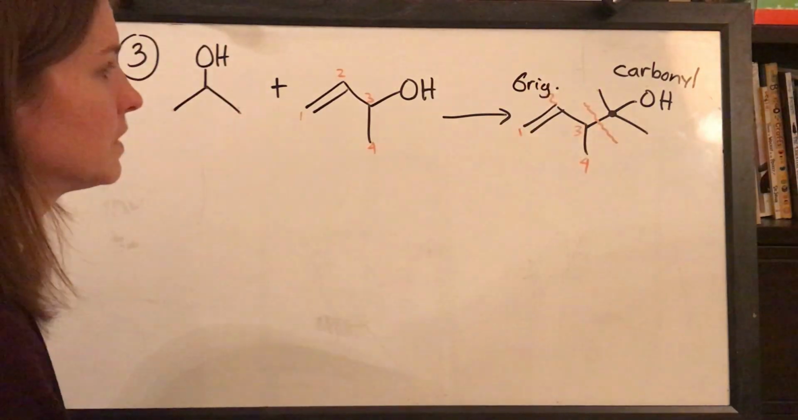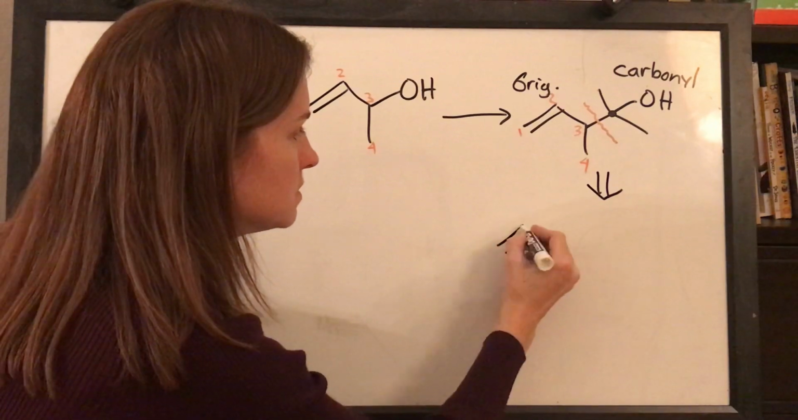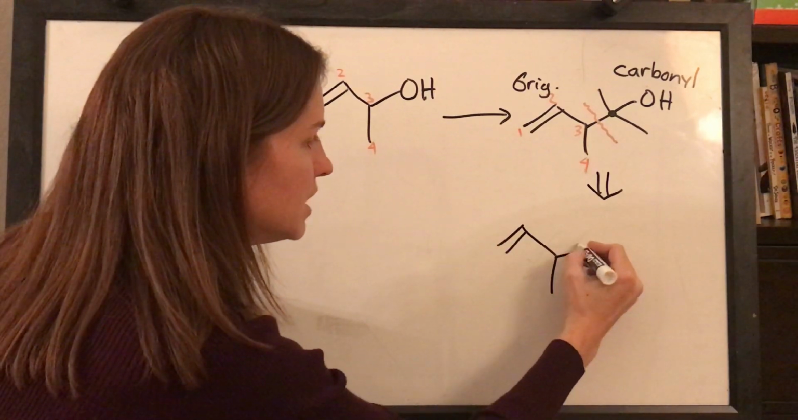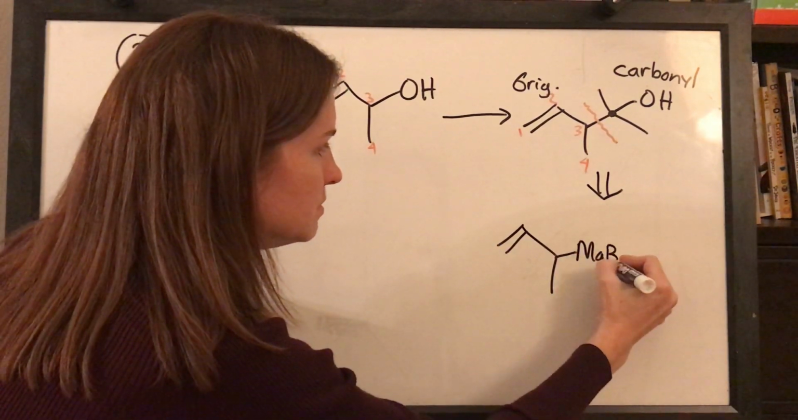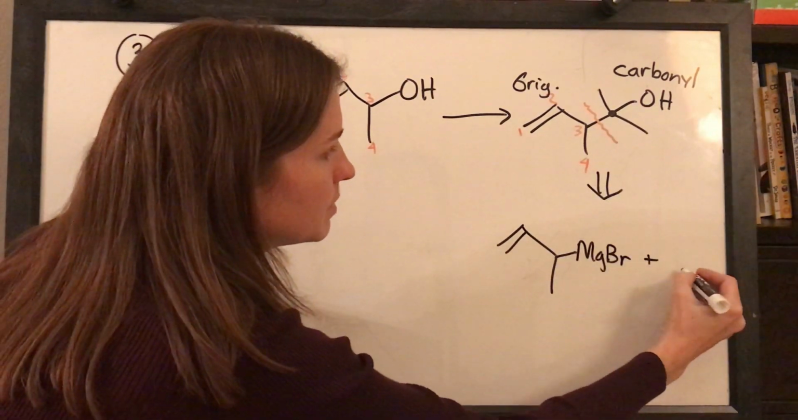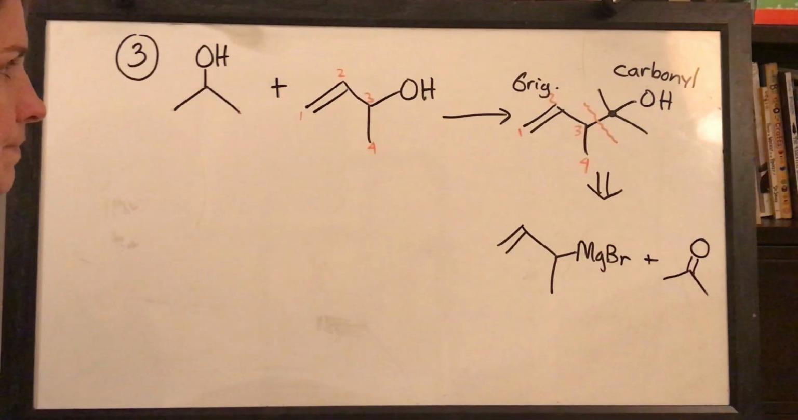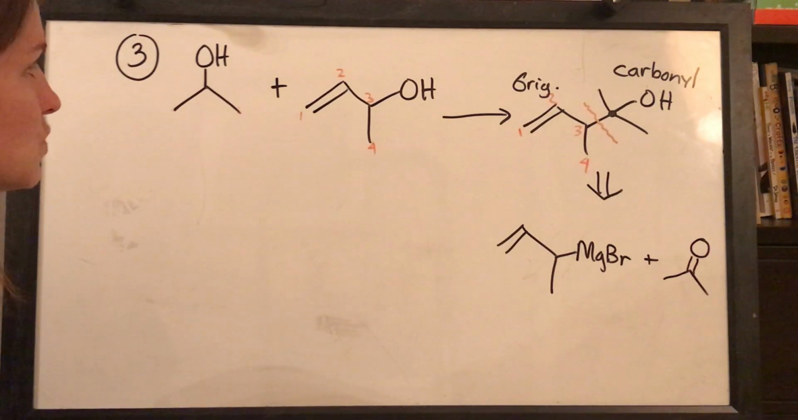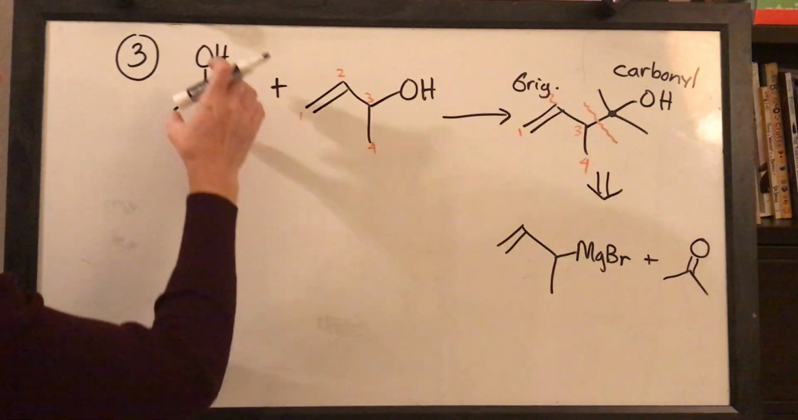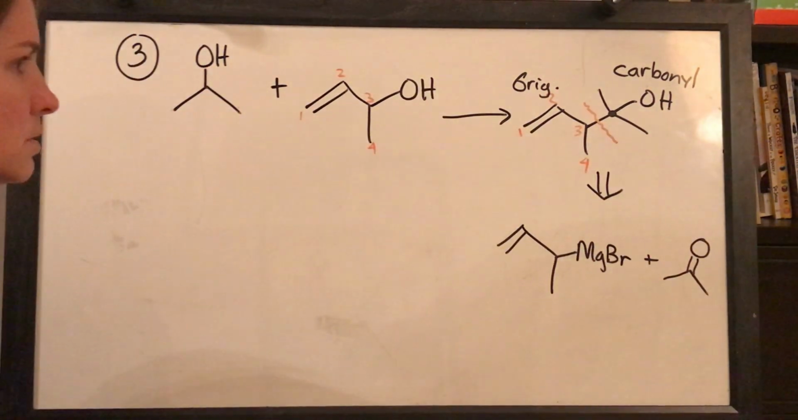So thinking backwards, that means my 2 pieces are going to look like a Grignard reagent, MgBr, and my other piece over here is going to look like a carbonyl. In this case, it's just going to be an acetone molecule. Okay, so once I figure that out, now I just have to think about how I'm going to turn each of these 2 pieces into the 2 structures shown here.